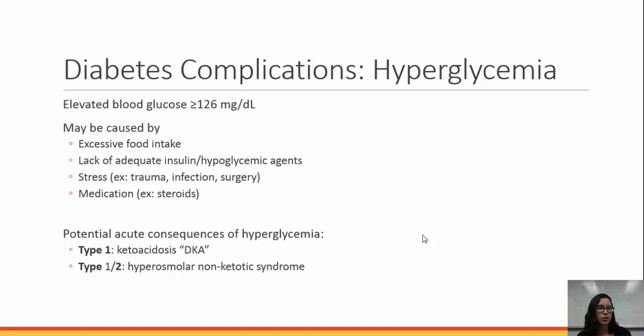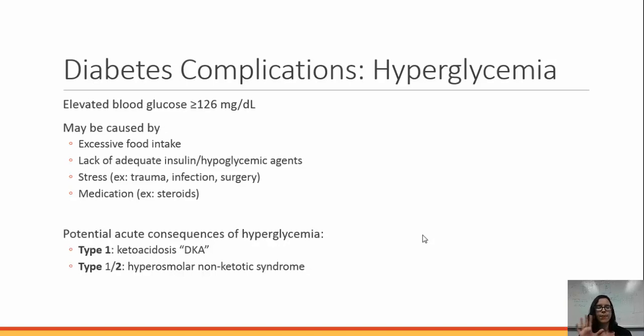So potential consequences of the hyperglycemia are diabetic ketoacidosis for type 1 and hyperosmolar non-ketotic syndrome for type 1 and 2, but we most commonly see it in type 2. So this is the hyperosmolar non-ketotic syndrome. It is frequently seen in older people, and it's usually brought on by something else like added stress such as an illness or an infection.